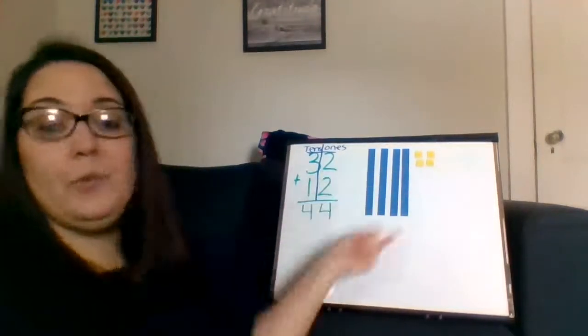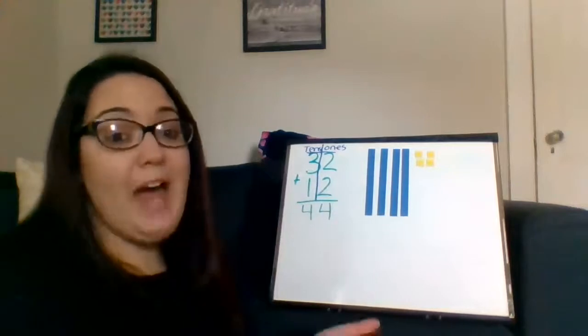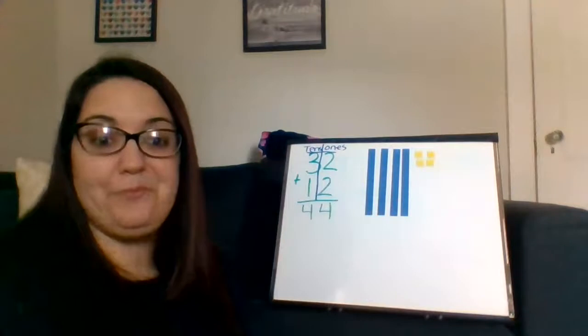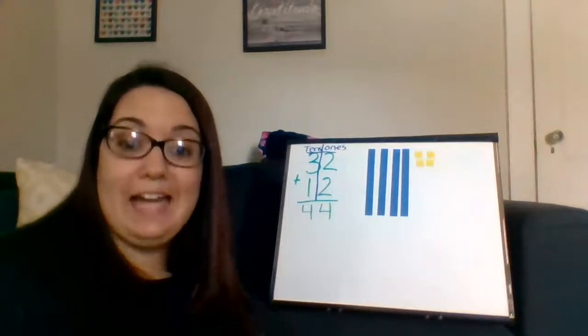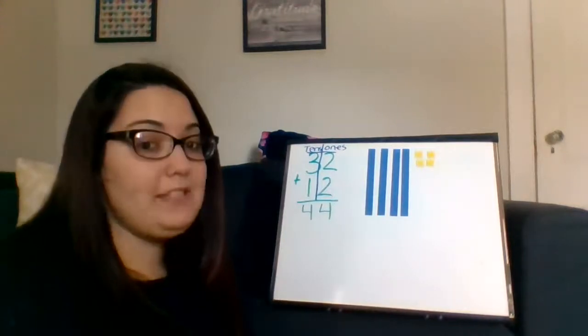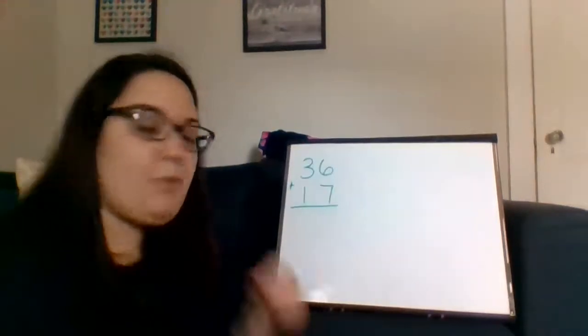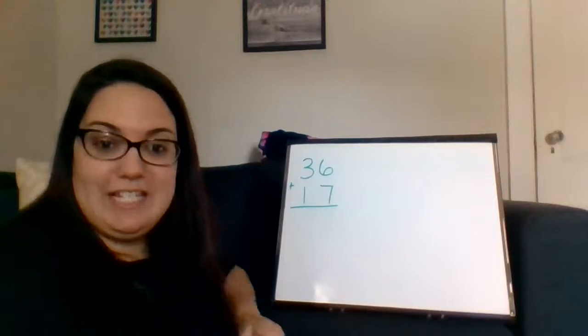Now, this time we did not need to regroup. That means I had less than 10 ones when I added them together. Now, we're going to try adding two-digit numbers with base 10 blocks when we have to regroup. My next problem is 36 plus 17.